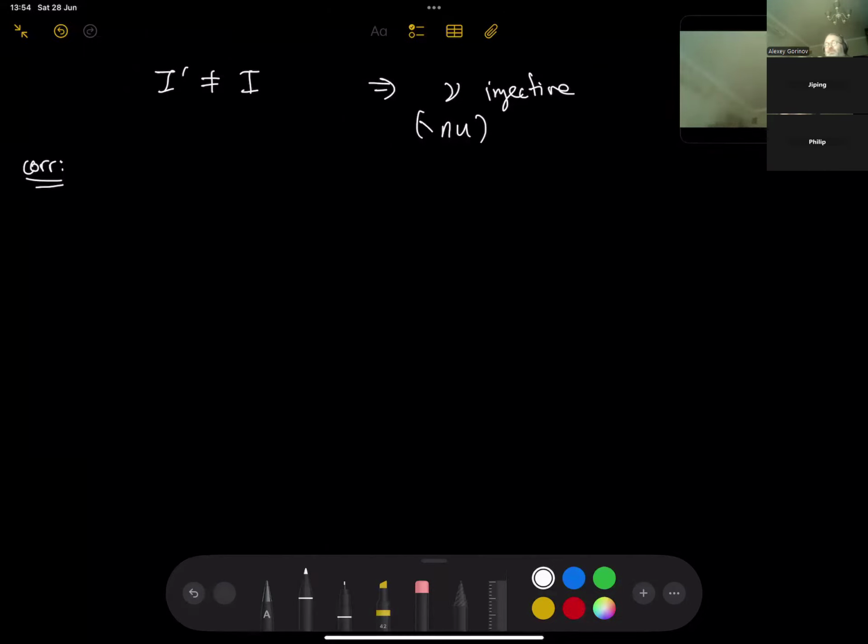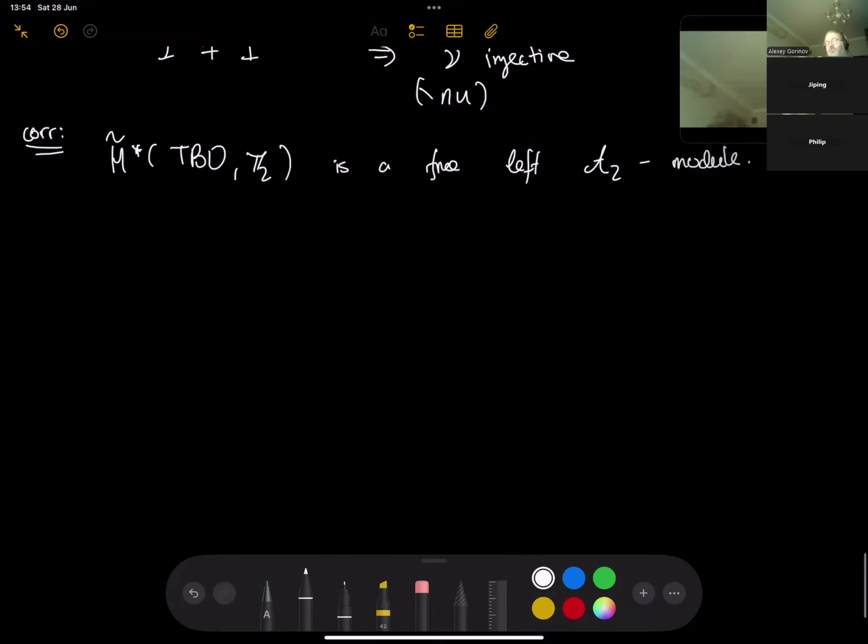Right. So then we can apply the algebraic lemma, and we get that H star of BO, Z2 reduced, is a free left A2 module. Okay. So then this is where we start relating it to the Eilenberg-MacLane spectra.